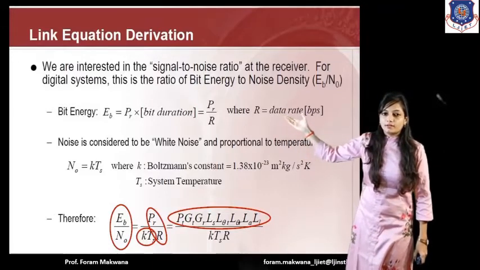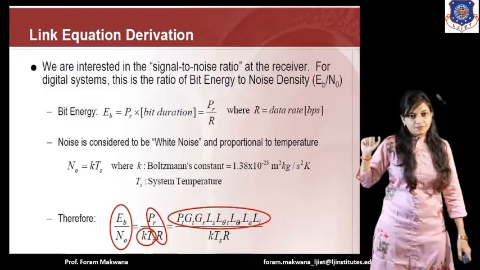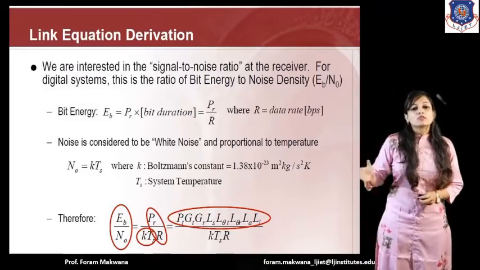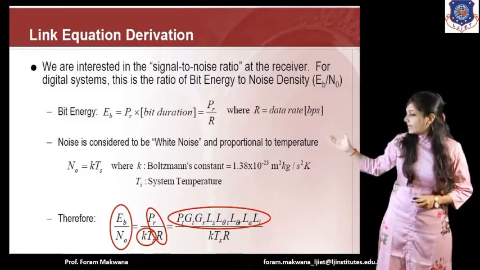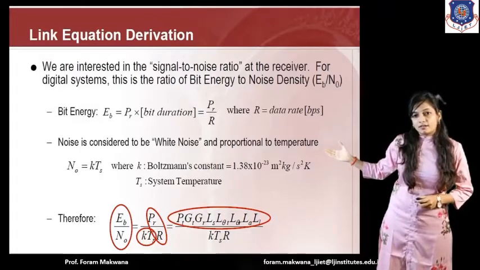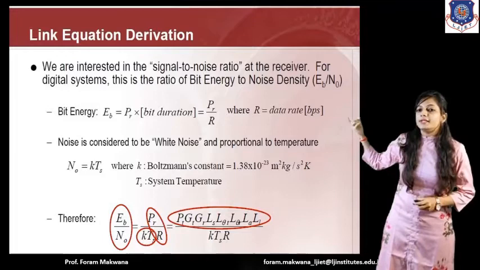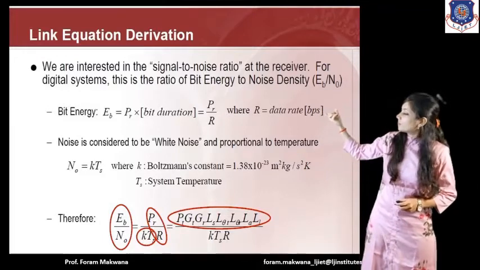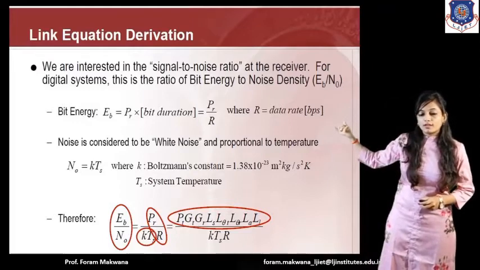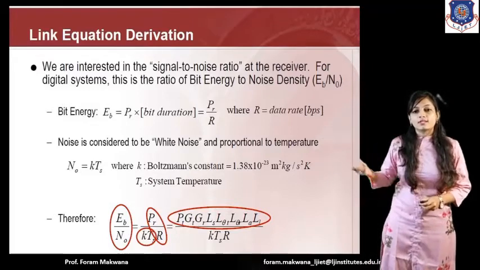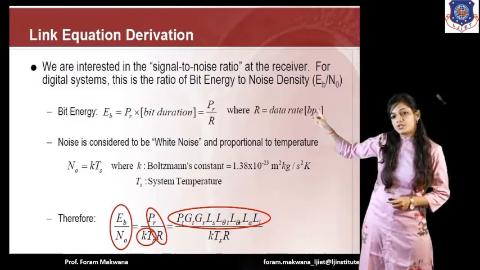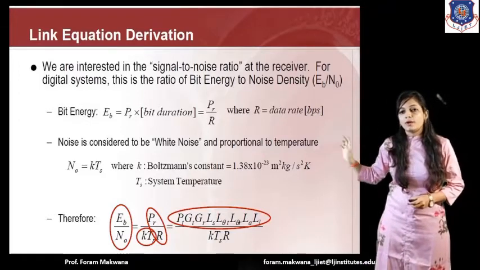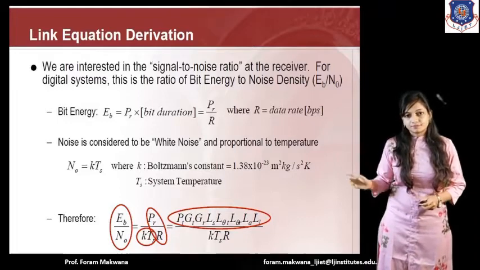in bracket, bit duration. What is my PR? PR is the received power, right? So PR divided by capital R represents the bit energy, and my R is the data rate, that is bits per second. Okay, it is divided by R because it is a data rate, and if it is the duration, then it is multiplied by 1 upon R, right?